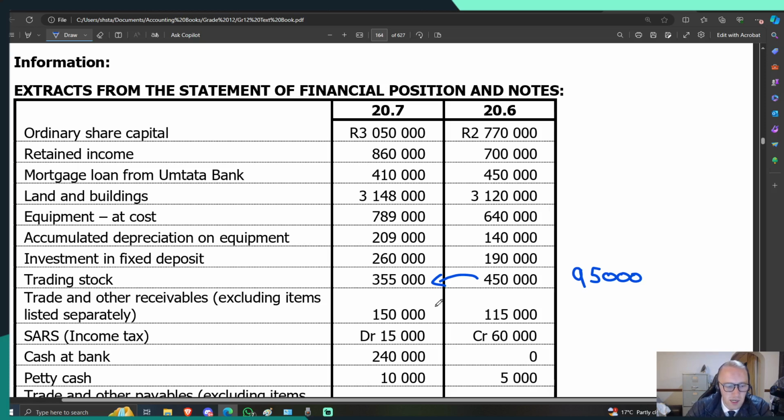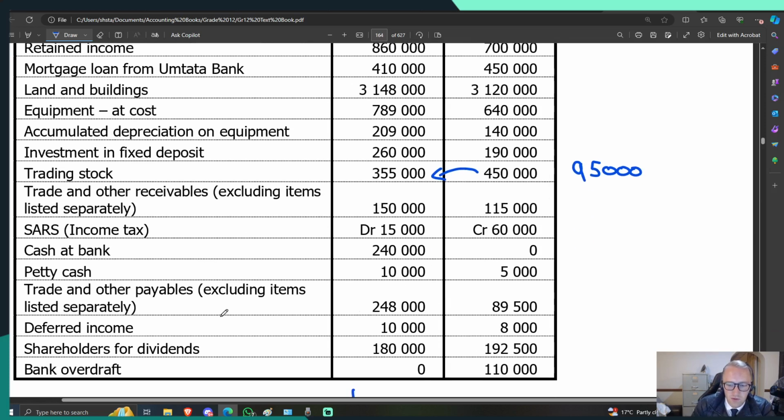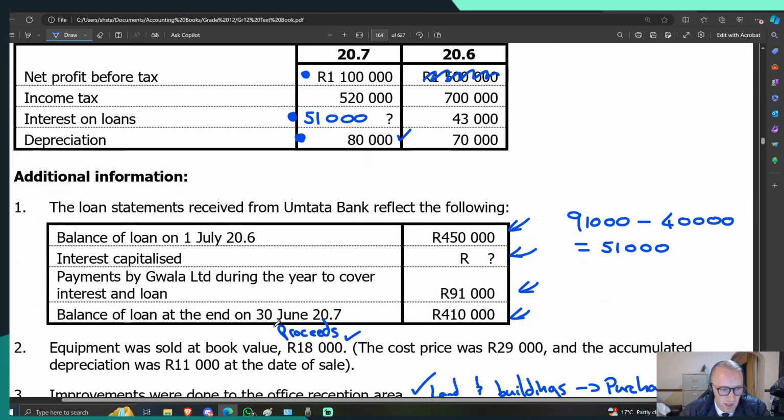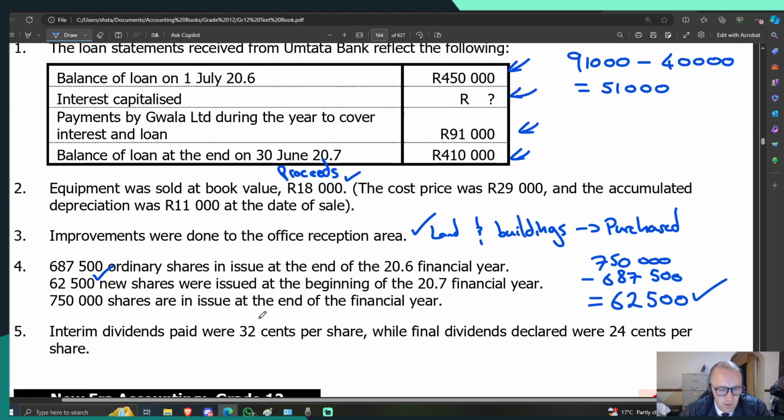Let's look at our trade and other payables. Trade and other payables went from 89,500 to 248,000. Let's see what change that is. The difference is 158,500. It says that it is excluding items listed separately. So I just want to see if there are any separately listed items that we should know about. It doesn't look like it.